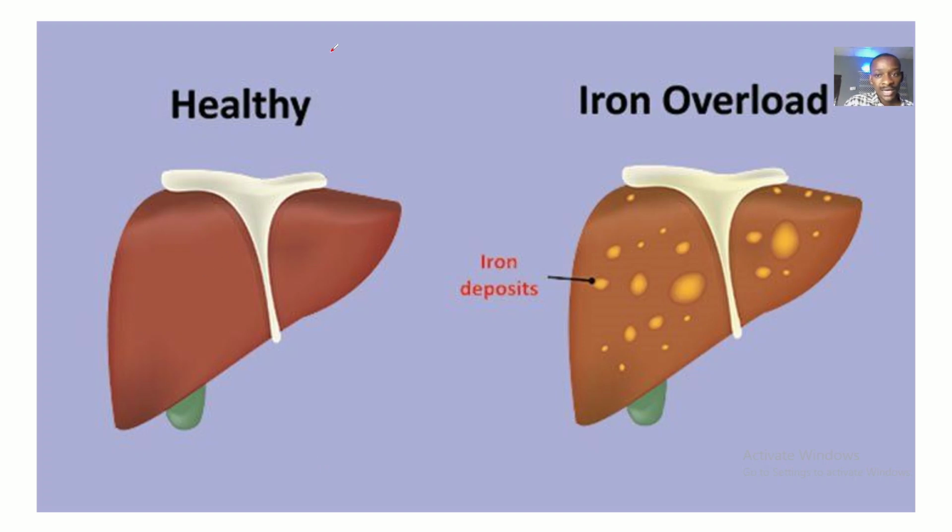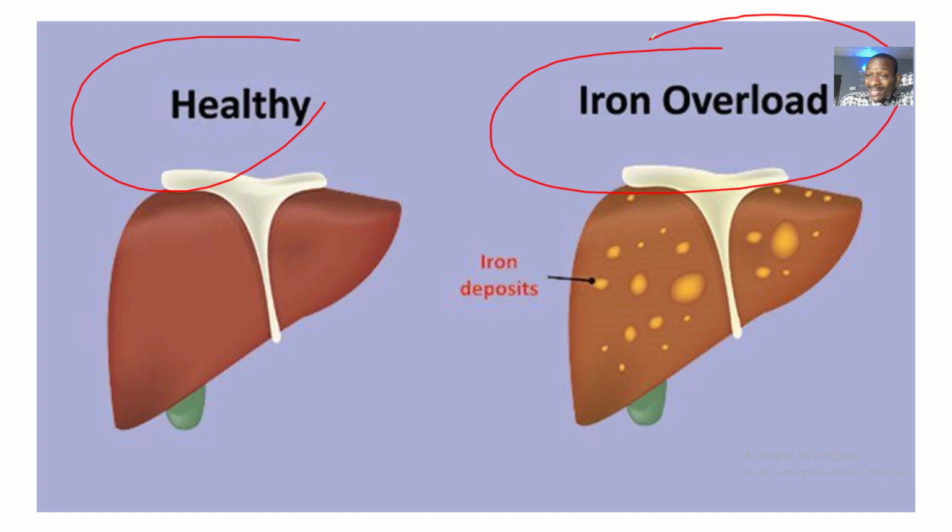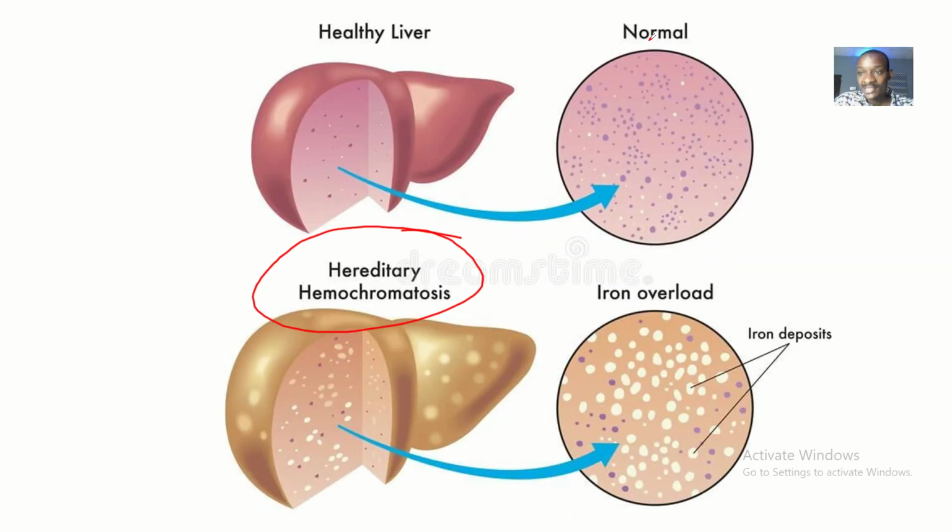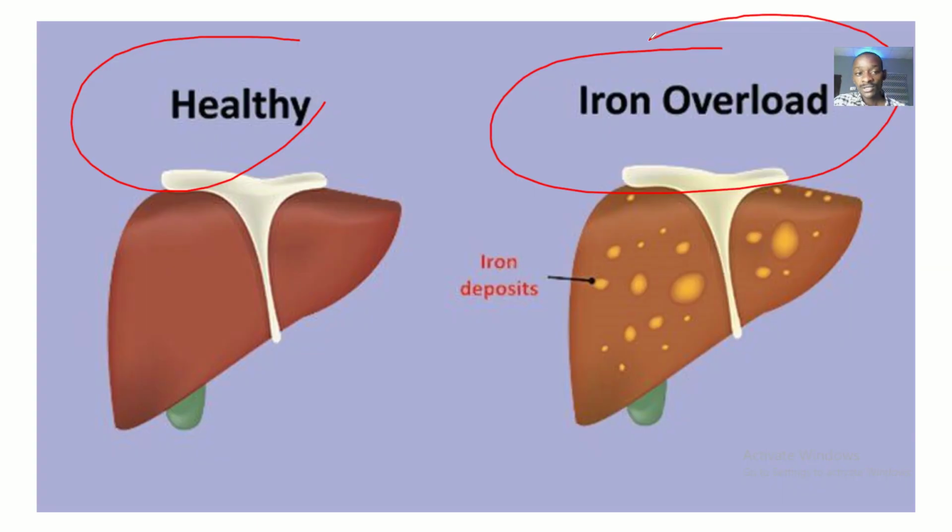Here I could see a healthy liver, and here an iron overload. Most of the time they use the liver to illustrate iron overload. Mostly we don't have pictures of the heart or the endocrine glands, because the deposition of iron in the liver is the most common.